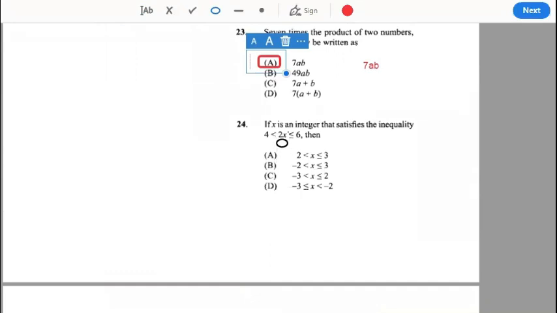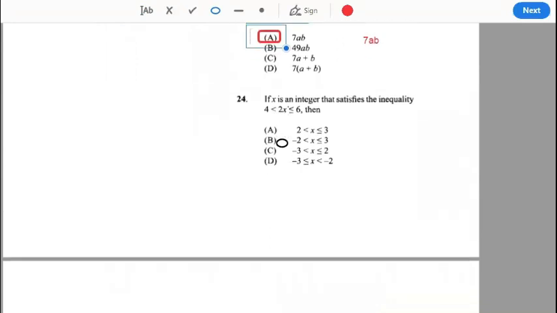If x is an integer that satisfies the inequality, this is saying 2x is greater than 4 and 2x is less than or equal to 6. So we're trying to find a range of numbers that satisfy this inequality. Looking at the options, B, C, and D all start with negative numbers, where it's saying x is greater than -2, for example in B, which means the first number from that answer would be -1.